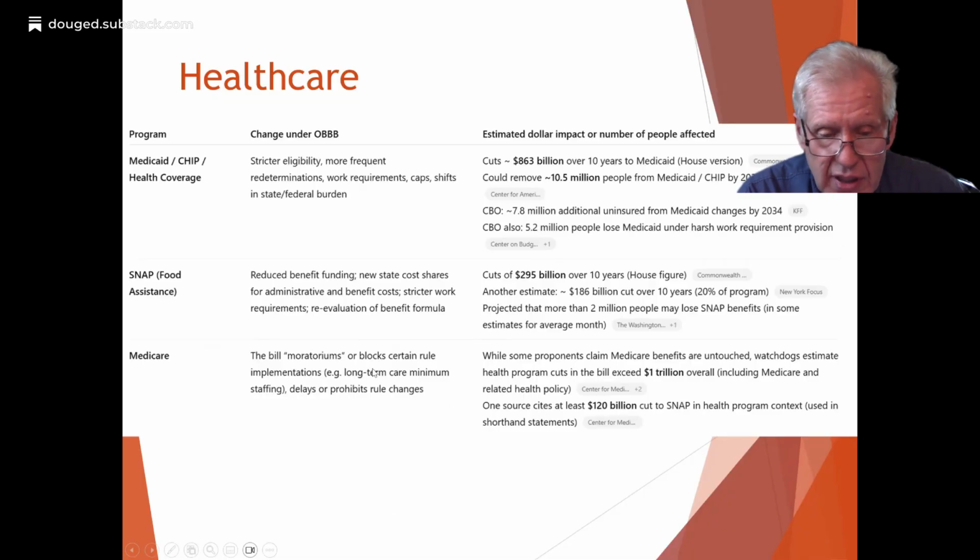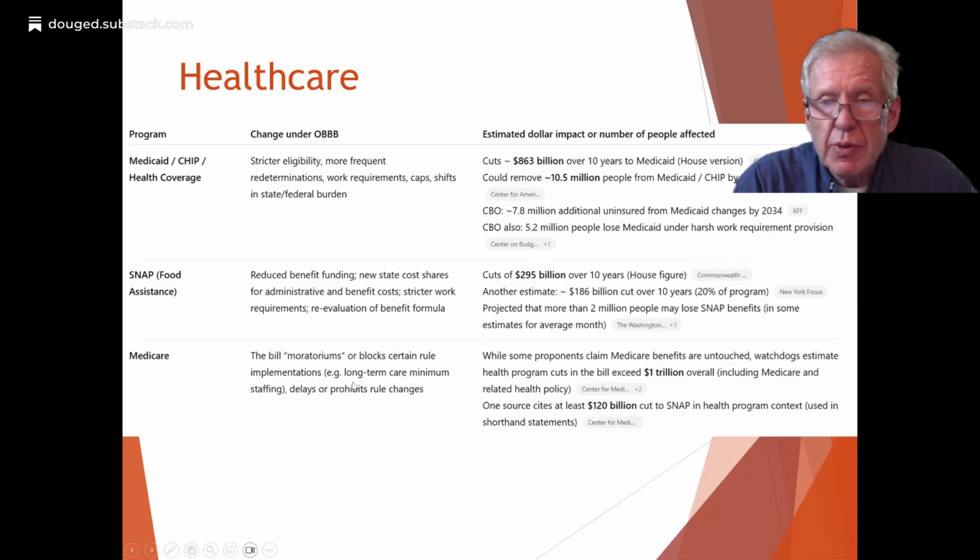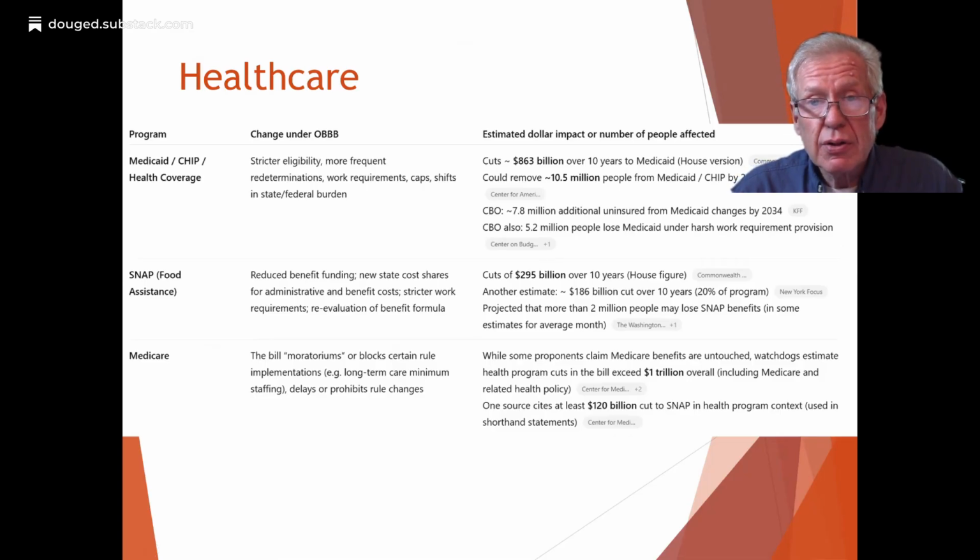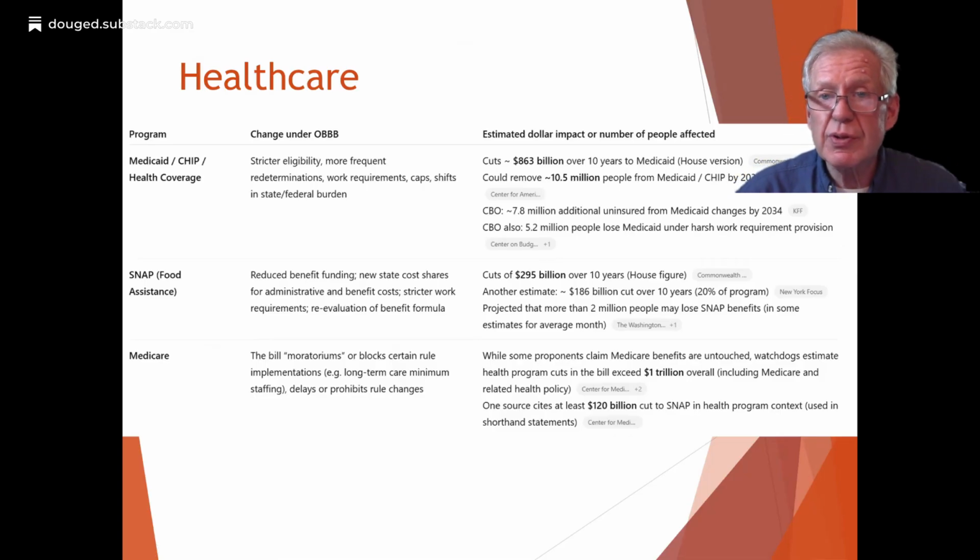Medicare, that's interesting. While some proponents claim Medicare benefits are untouched, watchdogs estimate health program cuts in the bill will exceed $1 trillion. Those are a little bit indirect things, like blocking certain rule implementations. There was a proposed rule that said you have to have certain minimum care staffing. And now they're saying we won't have to have that, which means fewer staff for the number of patients, which will affect not only the number of staff and the cost, but will also affect perhaps the number of people who can benefit from such care.